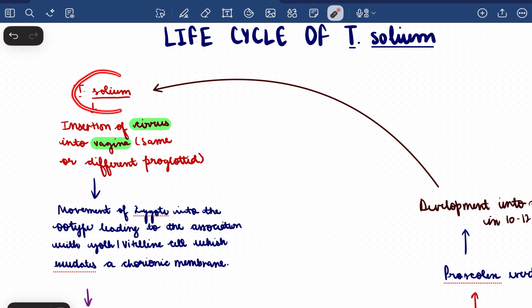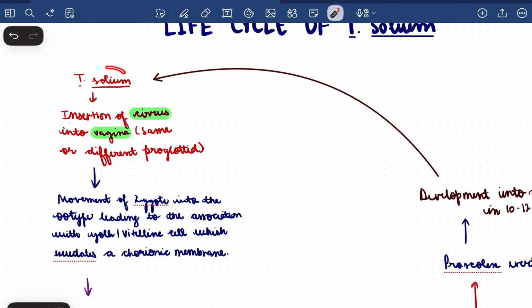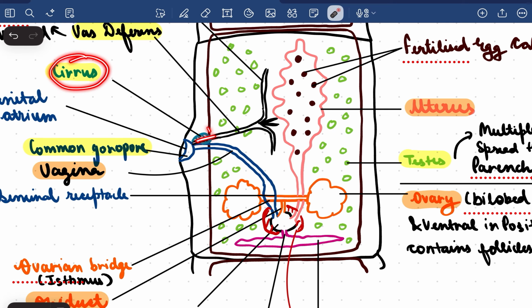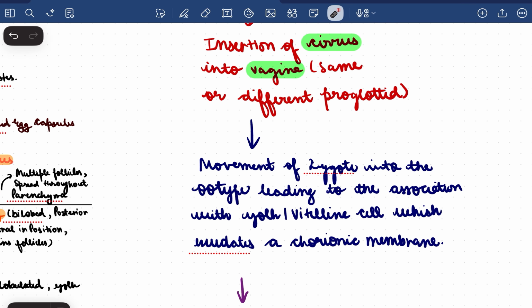So, let's say there is a Taenia solium inside the small intestine of a human being, specifically in the jejunum. Taenia solium inserts its cirrus into the vagina of the same or different proglottid. Why? Because the presence of more than one parasite inside the body of the same human being is a difficult case, and the chances of that happening are quite slim, so that is not going to happen. Hence we are going to say that cirrus is going to be inserted into the vagina. Now what is cirrus? Here you can see cirrus is this part. This is the male copulatory organ, so this gets inserted into the vagina either of the same proglottid or of a different proglottid.